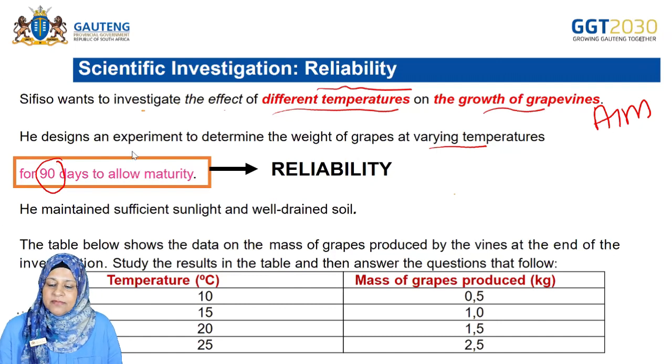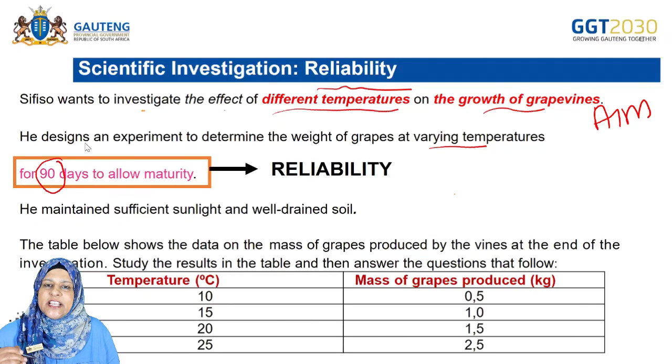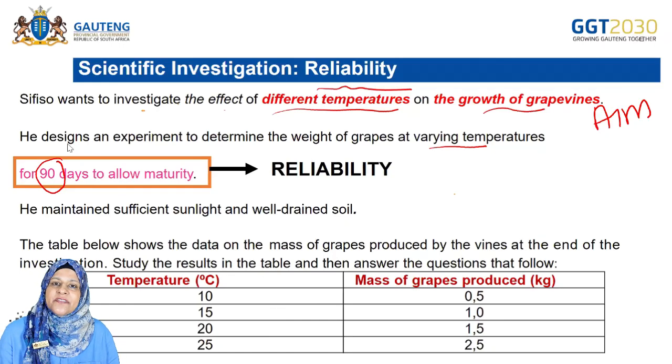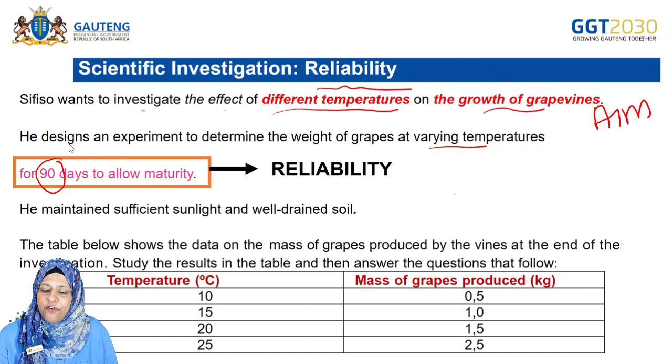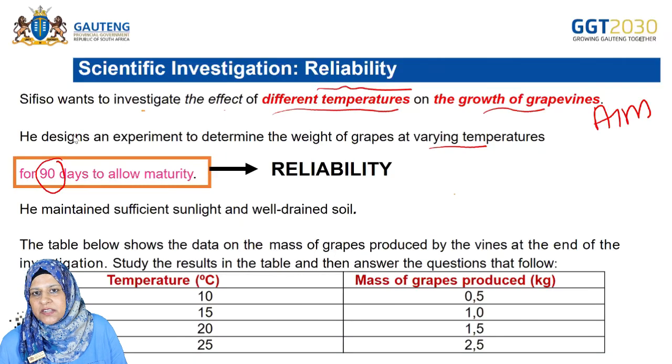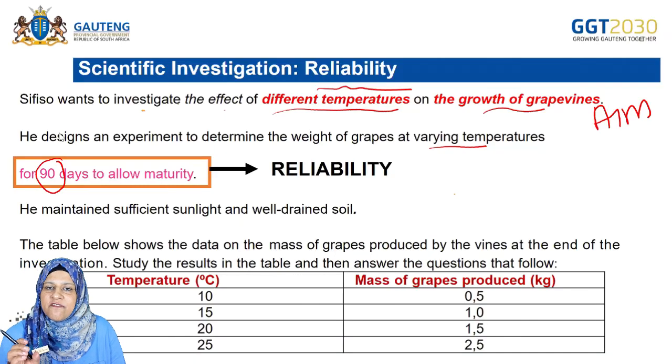Remember reliability. If I do the experiment in South Africa, for example, and somebody wants to conduct the same experiment in Japan, they must follow the same procedure and they will get a similar result, almost the same result. That means my result is reliable. So the more samples you use, the longer period of time you conduct the investigation, the closer you'll get to the true value. And that will then make your result reliable.